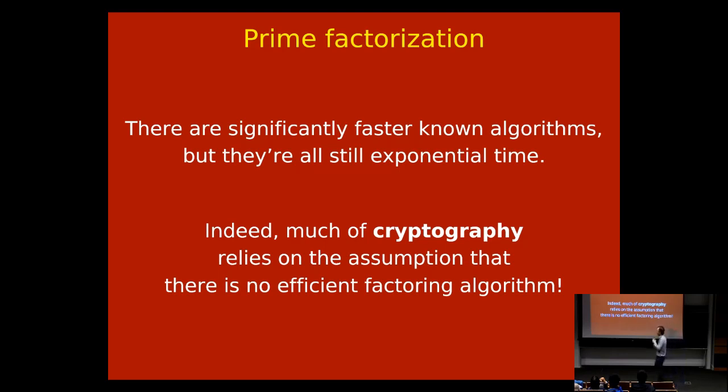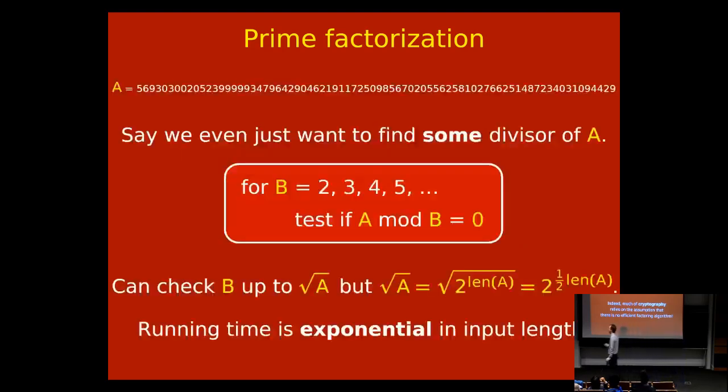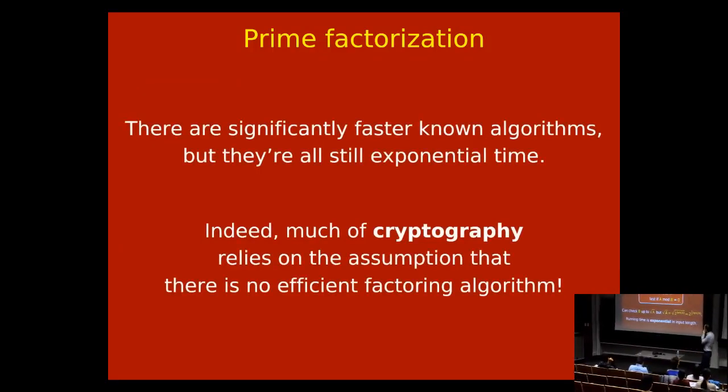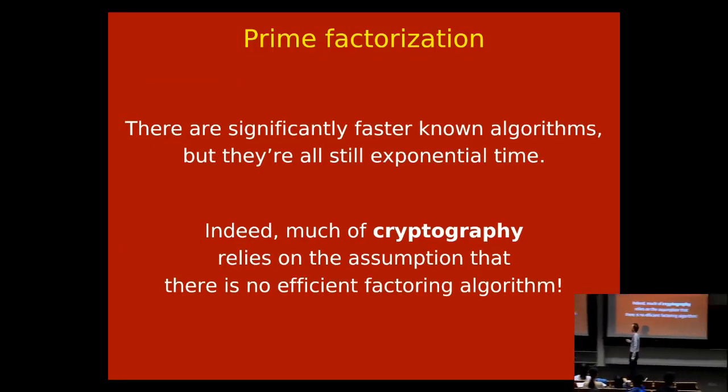So actually, this is not the fastest known algorithm. There are very smart algorithms that do something more sophisticated than this, significantly more sophisticated, but they're all still exponential time. The fastest one runs in time, conjecturally, like 2 to the cube root of the number of digits.